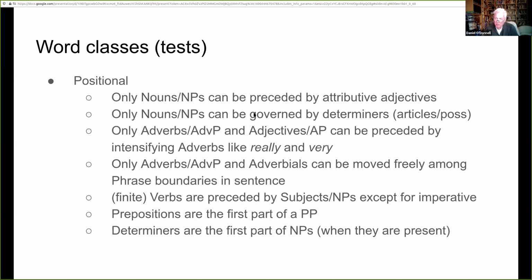Finite verbs, and we'll talk more about what that means later on, are preceded by subjects in modern English in general sentences. If you're not doing anything fancy, if you're not asking a question, if you're just declaring something. Prepositions are the first part of prepositional phrases in English. There are some exceptions in poetic context, but as a rule, that's a pretty strong one. And determiners are the first parts of noun phrases, as we've already said. So that's a useful one.